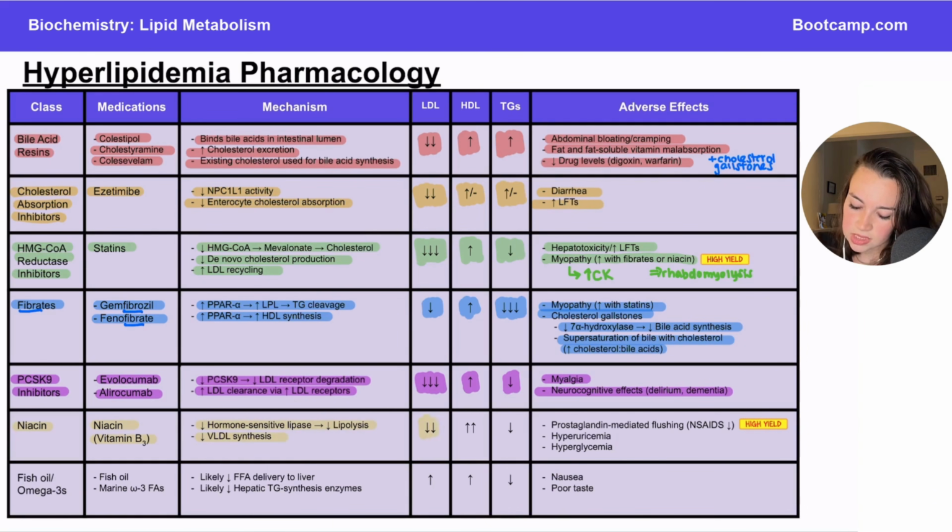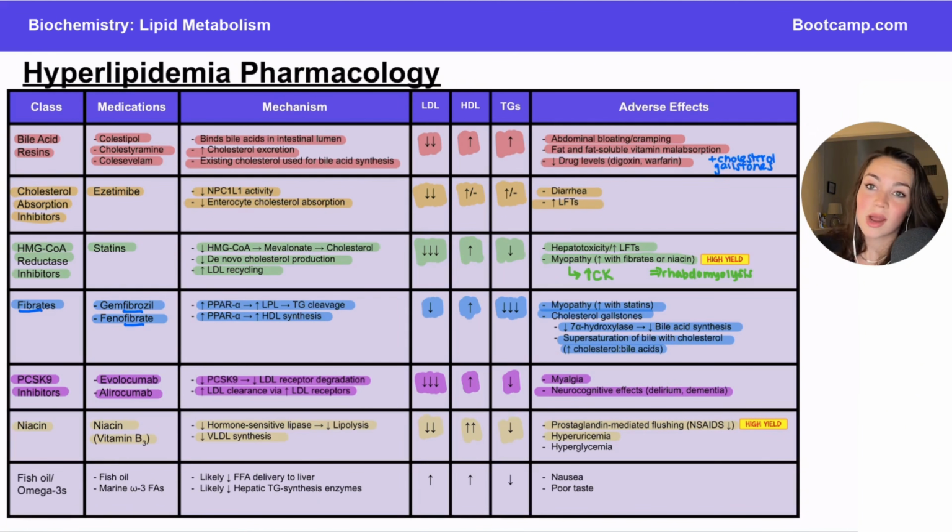This will moderately decrease the LDL, moderately increase the HDL, so it's a pretty good option for increasing that HDL, and decrease serum triglycerides. One of the NBME's sort of pet favorite adverse effects to ask about with niacin, there are two that they really like, but that's prostaglandin-mediated flushing, as well as hyperuricemia. Both of those are ones I would really lock into memory.